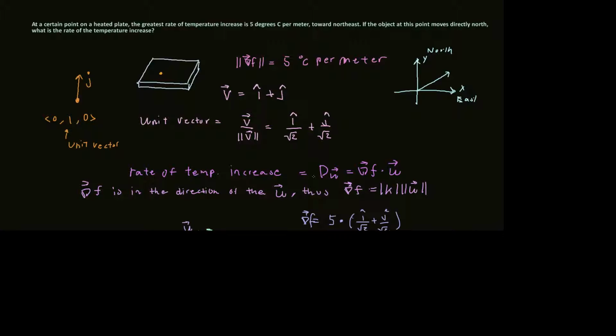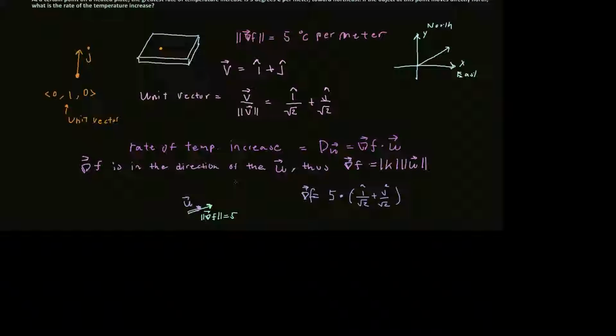In some books you will see it written as f sub u. I have the formula written down here: it's the gradient vector dot the unit vector. In this unit vector, we're using the direction the object is moving toward, which is just north, or j. We know the gradient vector is in the direction of the unit vector, so we have to find this gradient vector. We have its magnitude, but not the gradient vector itself.